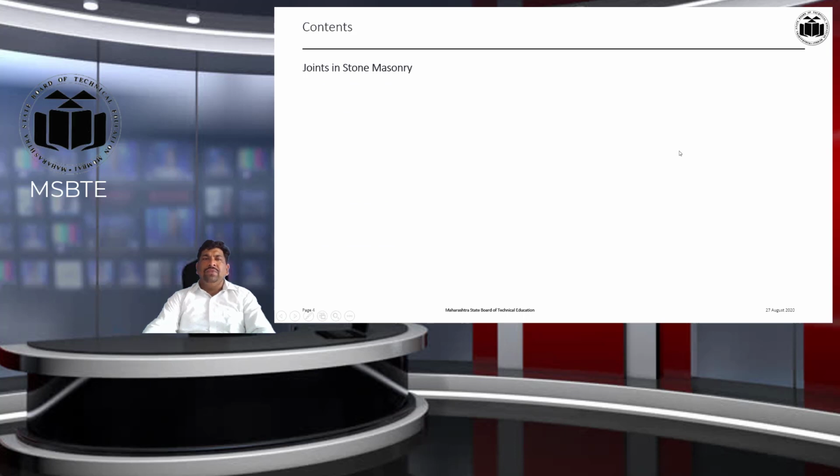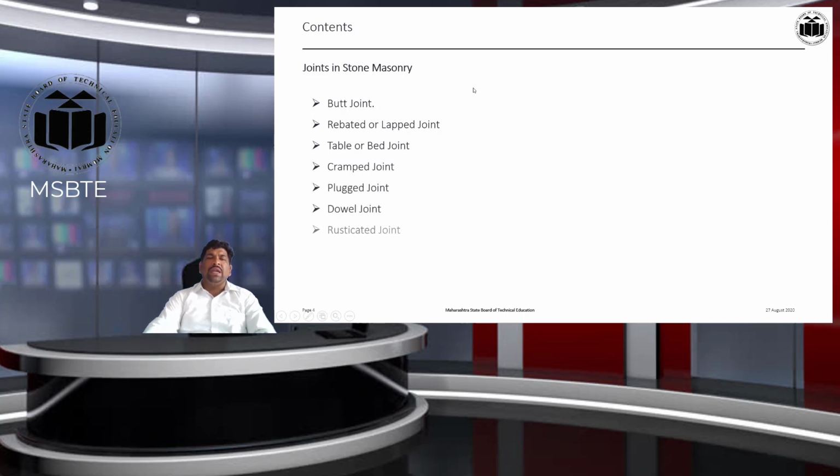So in this video we are going to study about the joints in stone masonry, and the different joints are butt joint, riveted or lap joint, table or bed joint, cramped joint, plug joint, dowel joint, rusticated joint, and joggle joint. So basically, these are the different joints available while constructing masonry, and that's why every civil engineer must know about the different types of joints in stone masonry.